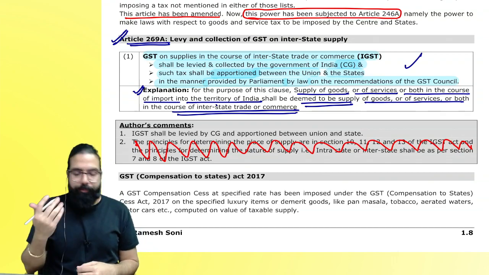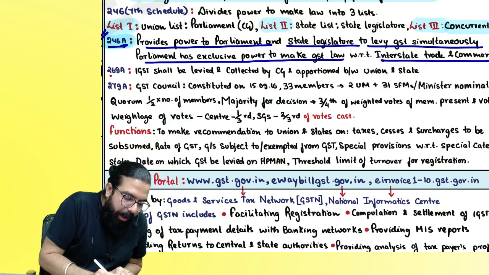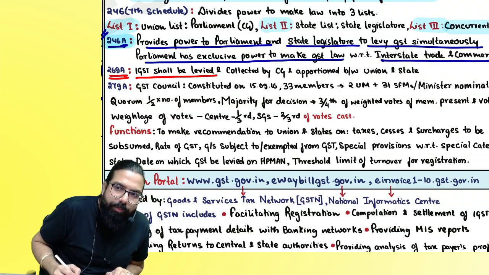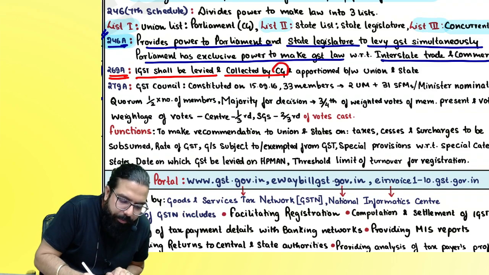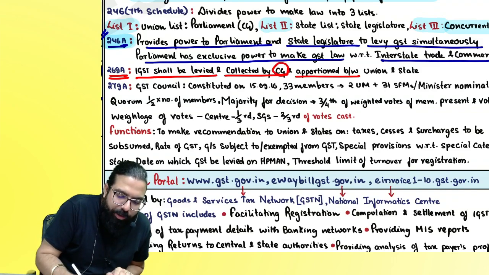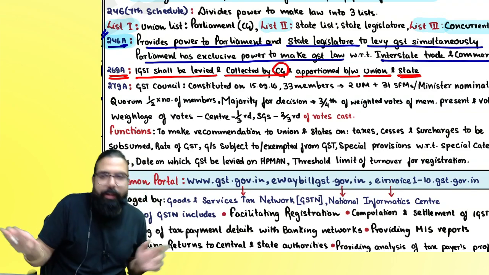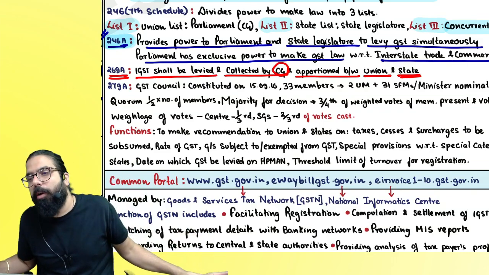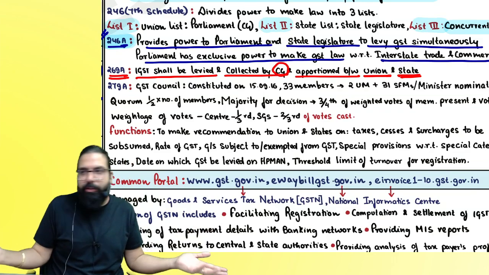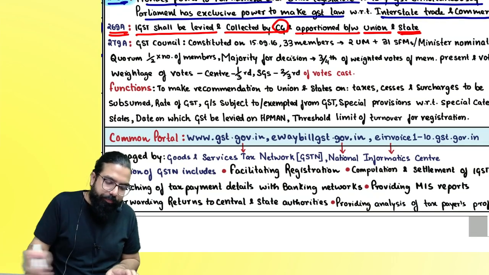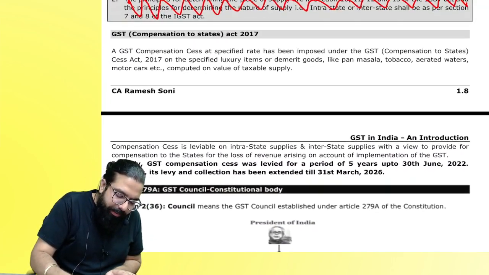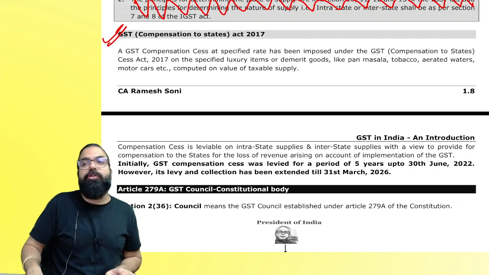People over here, listen. Article number 269A. IGST shall be levied and collected by whom? Central government. And they will apportion between whom? Center and the state. Union means what? Central government and the state. You guys already know this, correct? Now let's go ahead. People, there's something called a GST Compensation to State Act.